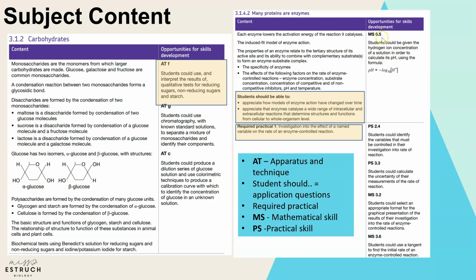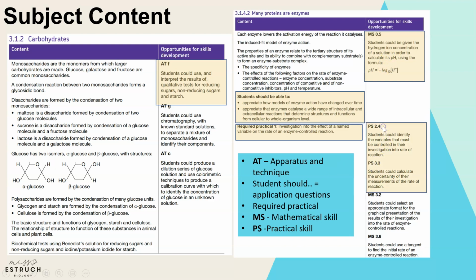Then we have the mathematical skills. So anywhere on the spec where you see MS, that stands for mathematical skill. So what this is telling you is the types of maths questions you could get linked to this theory. So you might get an enzyme question, but within that theory, you are asked questions to do with the pH.